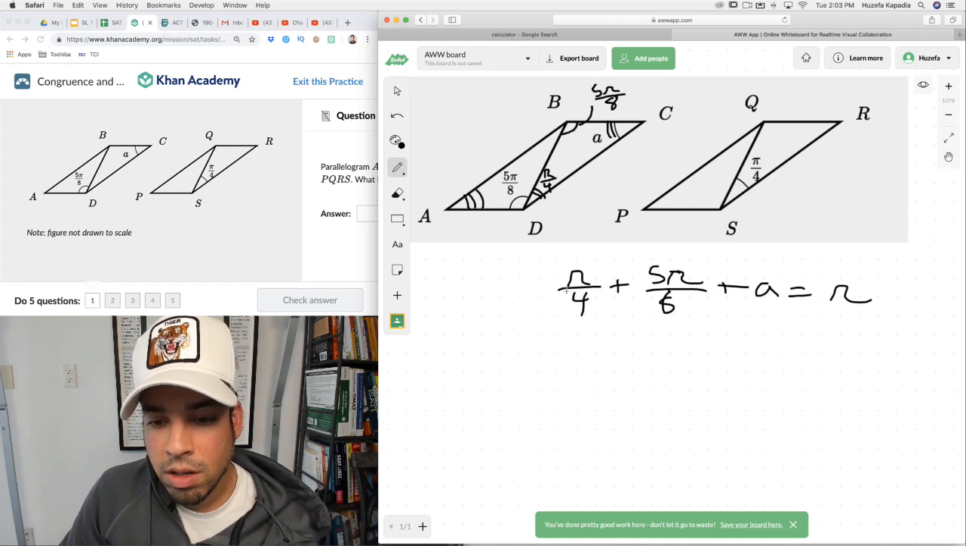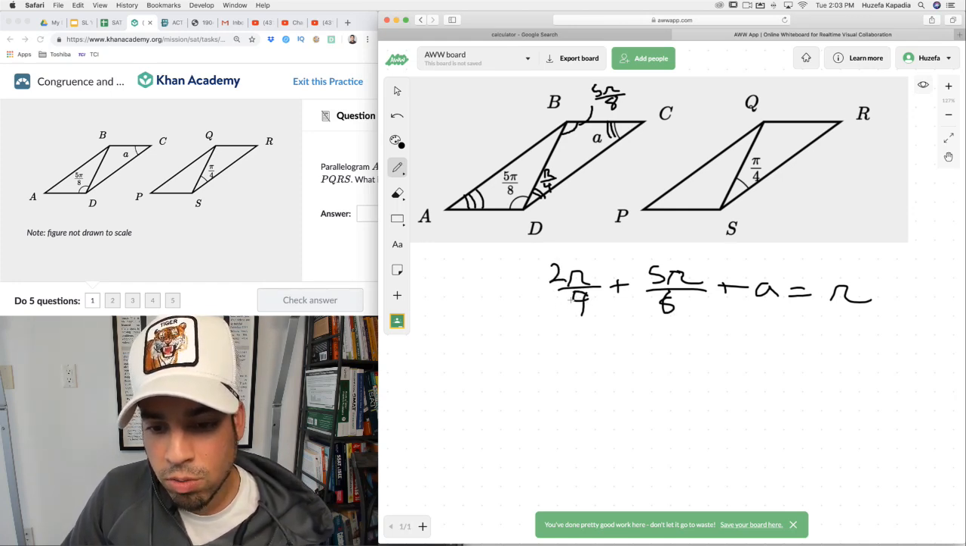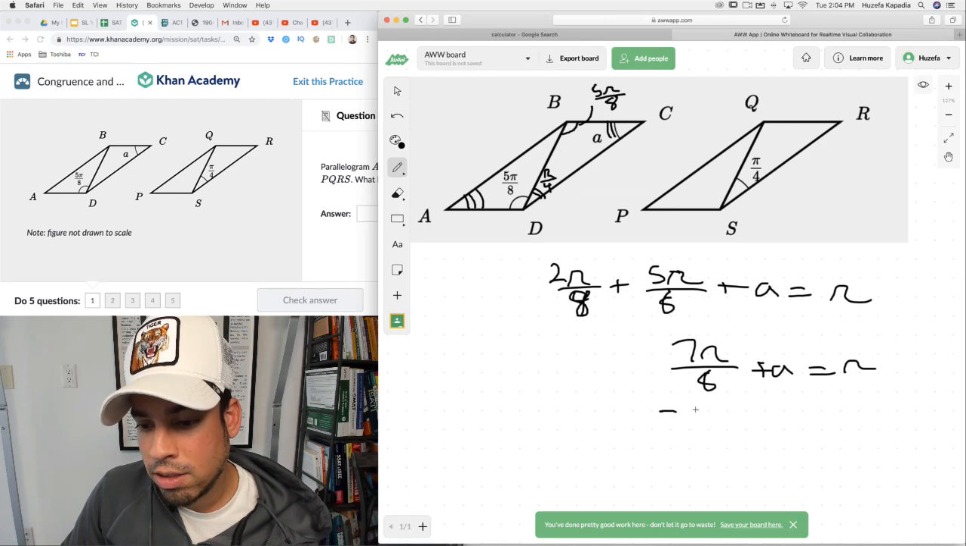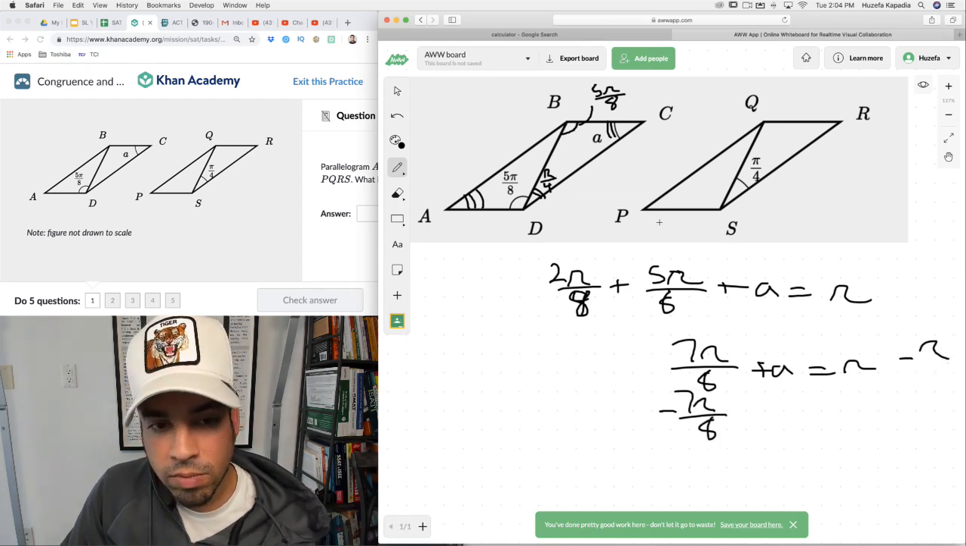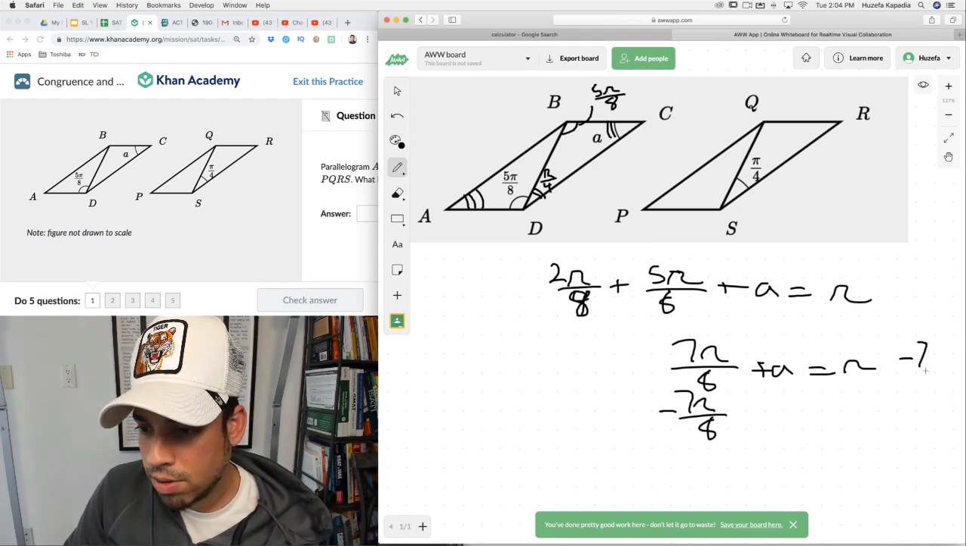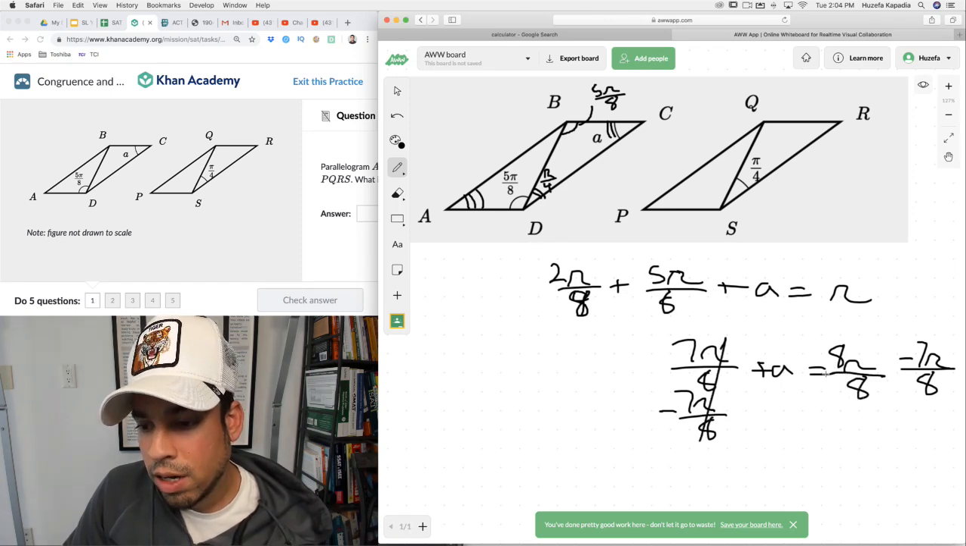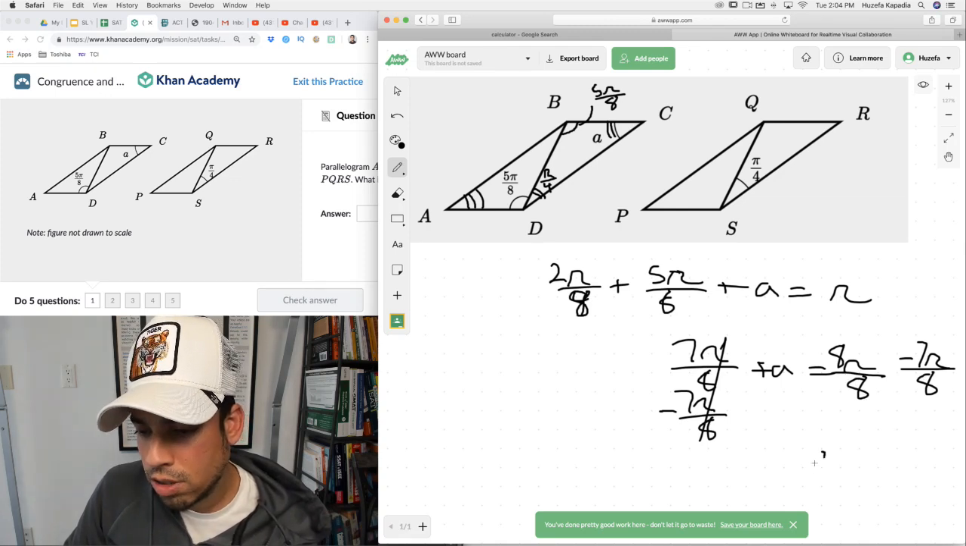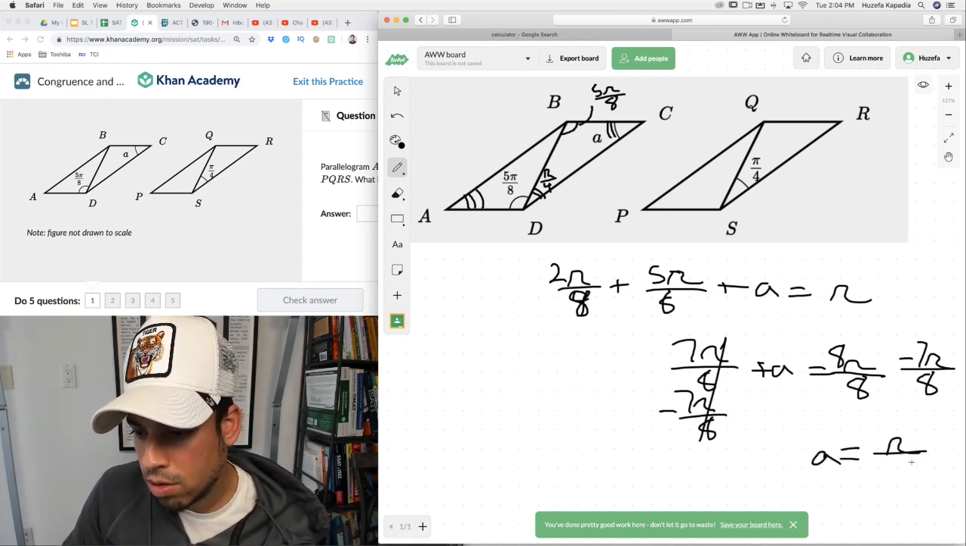All right. Now I'm going to multiply this by 2 and make this 8, so I can combine these. Then I have 7 pi over 8 plus A equals pi. Then I'm going to subtract 7 pi eighths from both sides. I'll make this 8 pi over 8. Okay, this goes away. Now I can do 8 pi over 8 minus 7 pi over 8, which is just A equals pi over 8.